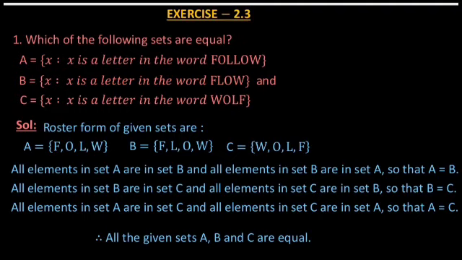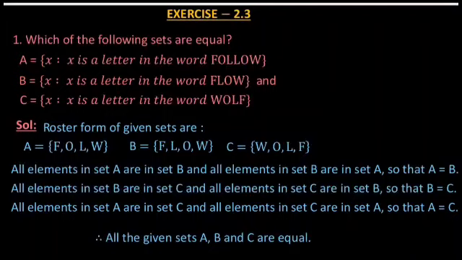We can convert the given sets into roster form. If we convert to roster form, what is A? A is the set of F, O, L, W. Then what will we get for B? B is the set of F, L, O, W.